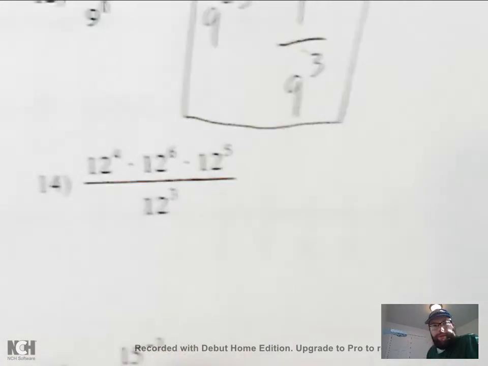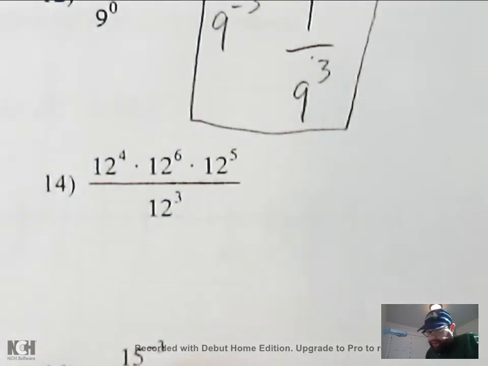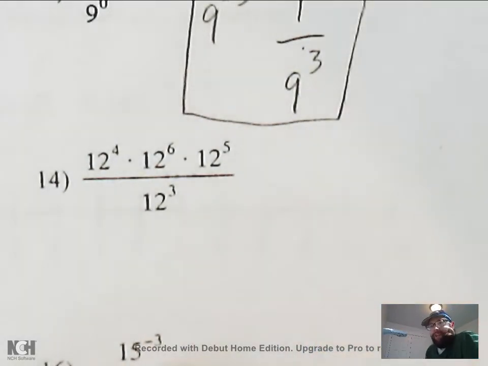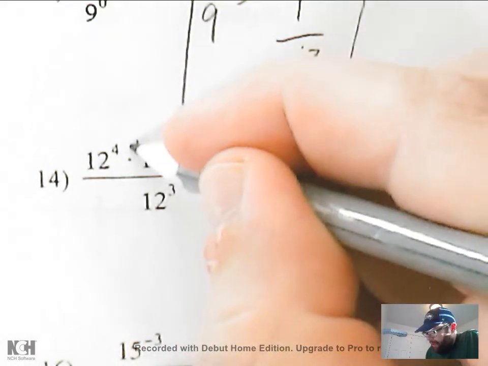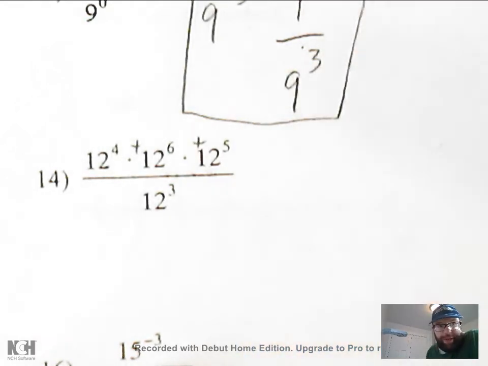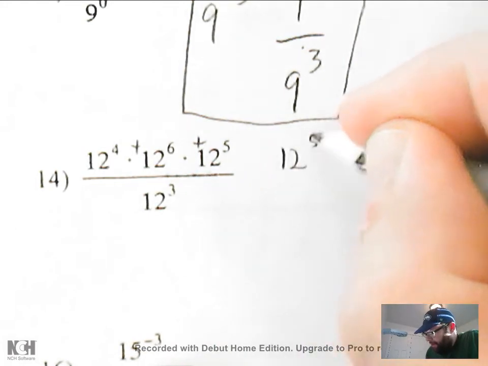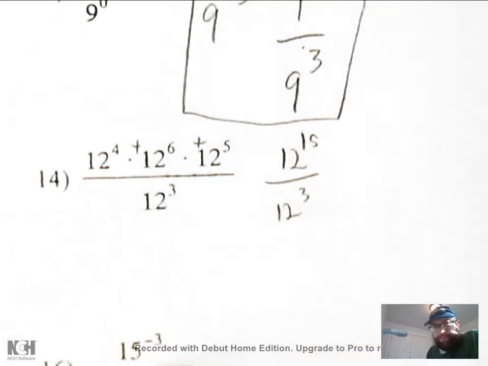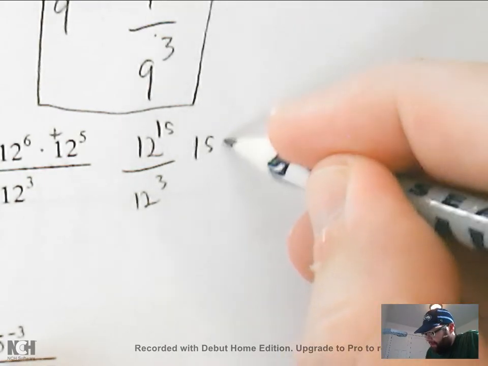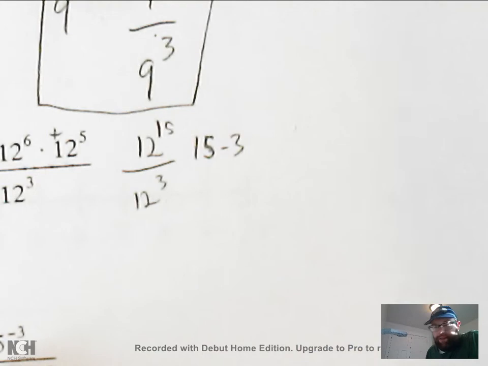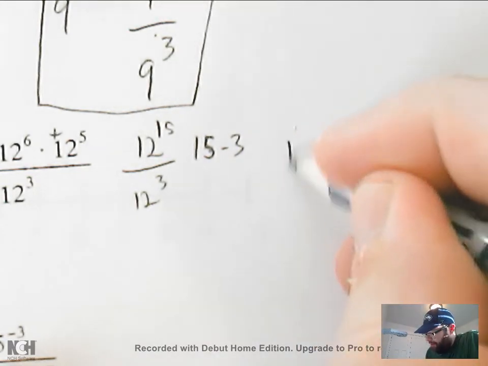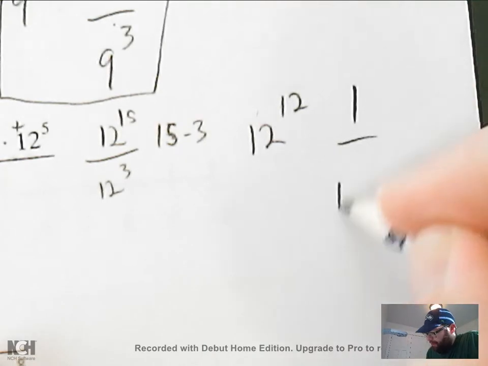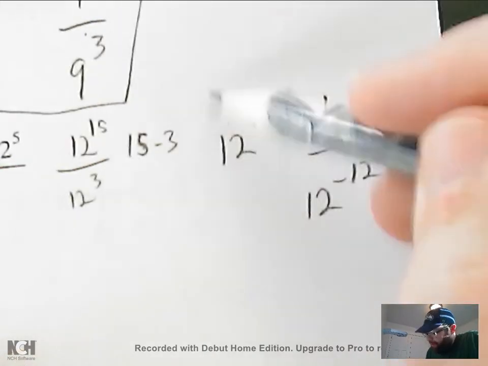Okay. And then over here on 14, we've got some numbers multiplying and dividing, right? So we're going to follow our order of operations. We're going to do the multiplying before the dividing. So we're going to add all these numbers on the top first, get them down to a nice single number, and then we'll do the dividing. So 4 plus 6 is 10, plus 5 is 15. So I have 12 to the 15 over 12 to the 3rd. Okay. Then I do our subtracting. So 15 minus 3 is just 12. So 12 to the 12th, or 1 over 12 to the negative 12. And that'd be my two answers.